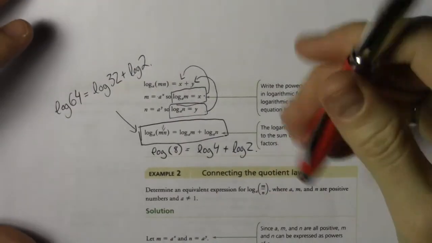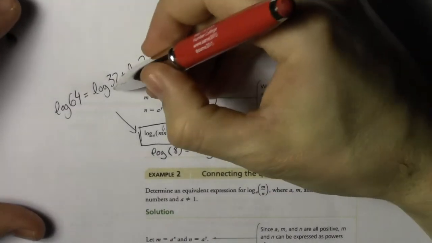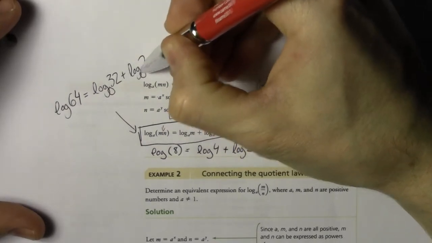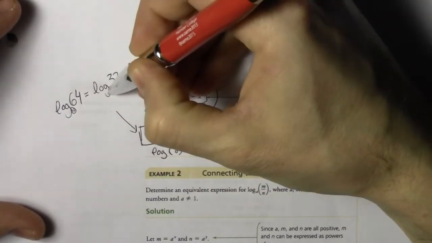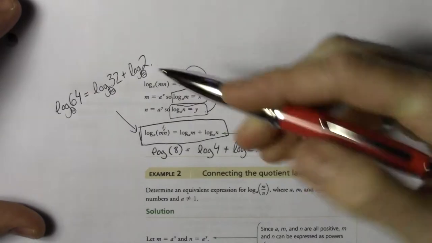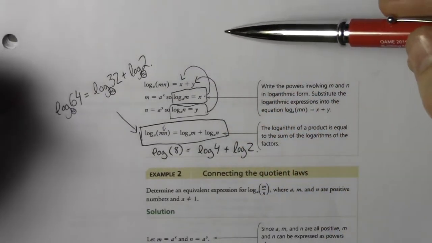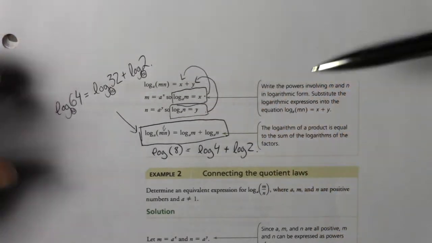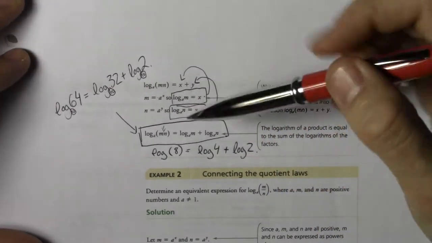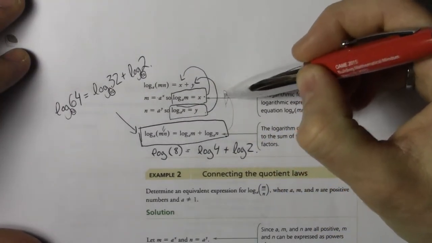It's important to note, guys, that this only works when these bases are the same. I haven't written it in here, so of course I'm using base 10. This rule only works when you're taking the same base of logarithms. If you don't take the same base, you can't apply these rules, because everything we've just done up here doesn't apply.